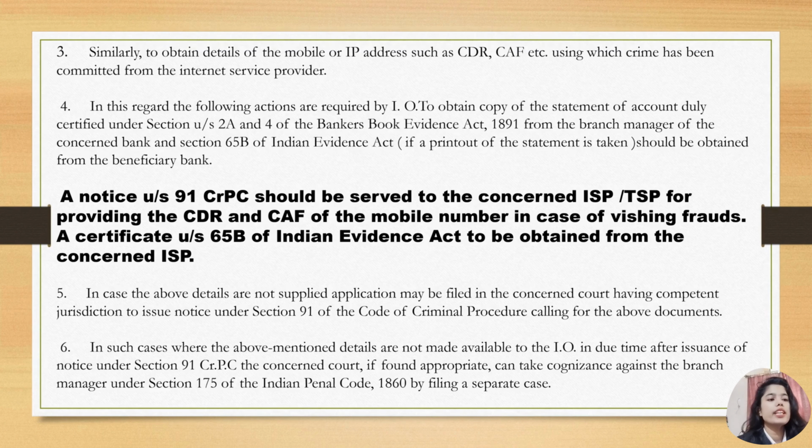In case the above details are not supplied, an application may be filed in the concerned court having competent jurisdiction to issue notice under section 91 of the Code of Criminal Procedure calling for the above documents. In such cases where the above mentioned details are not made available to the IO in due time after issuance of the notice under section 91 CrPC, the concerned court, if found appropriate, can take cognizance against the branch manager under section 175 of the Indian Penal Code 1860 by filing a separate case.